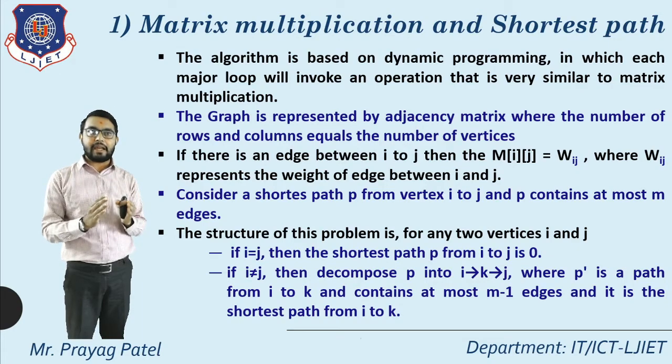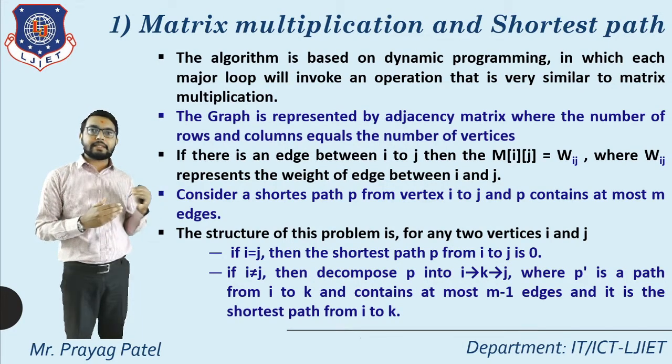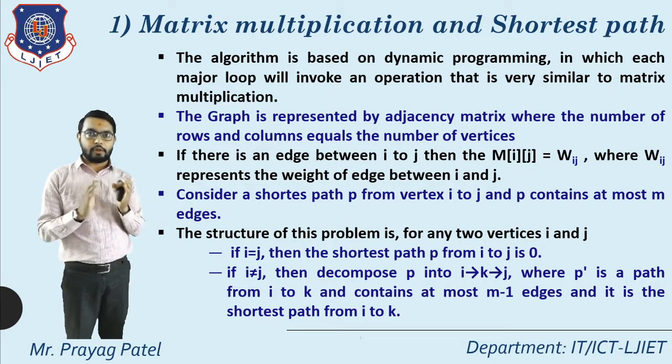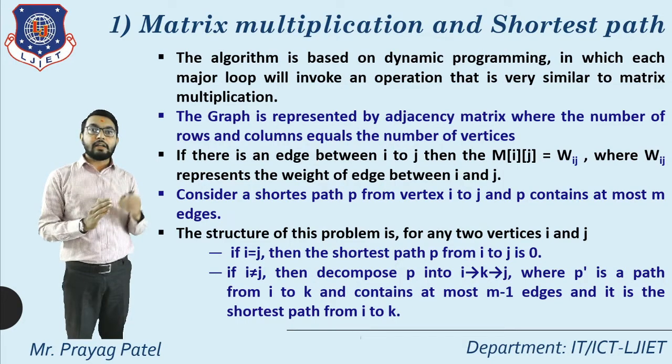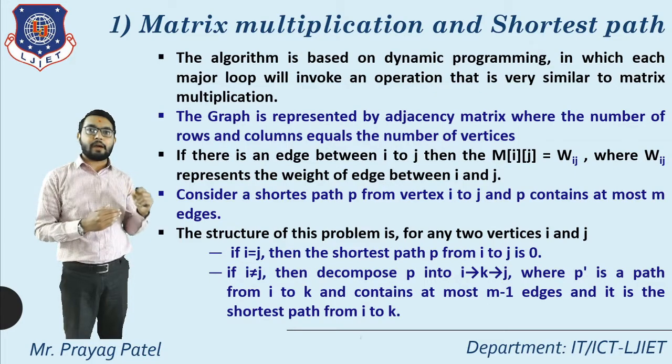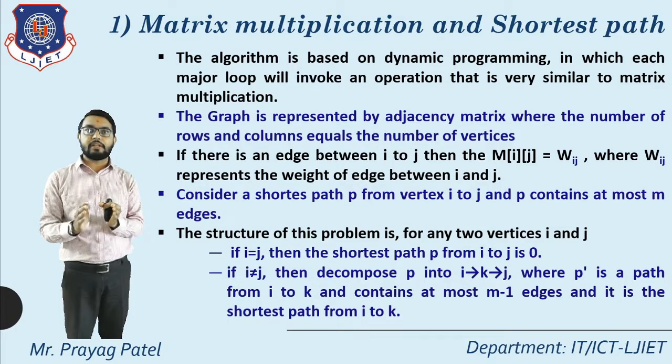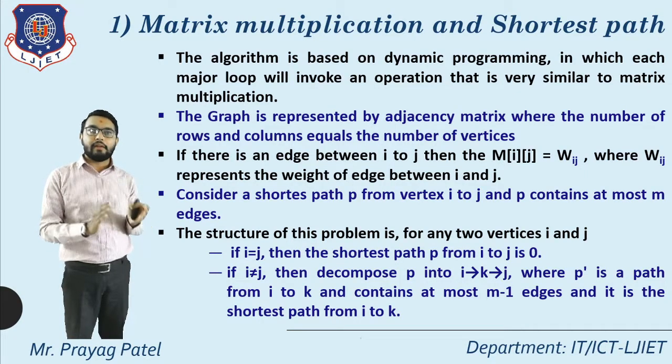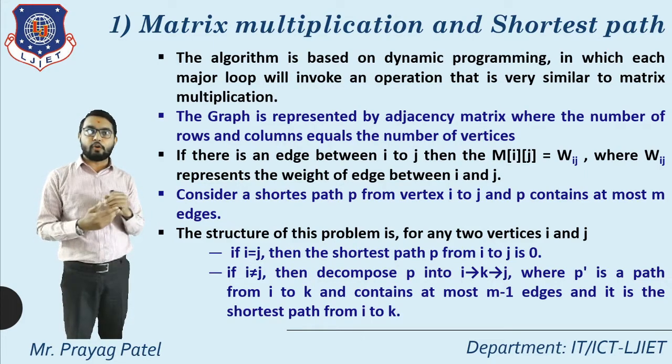So here consider k as an intermediate node, where p dash is a path from i to k. For the distance from i to k consider p dash as the path, containing at most m minus 1 edges, and it is the shortest path from i to k. So here consider we already found the distance from i to k as p dash, and the number of edges required to reach from i to k is m minus 1 edges, because from i to j it is m edges, so from i to k it is m minus 1 edges.